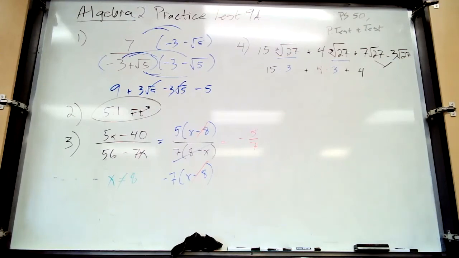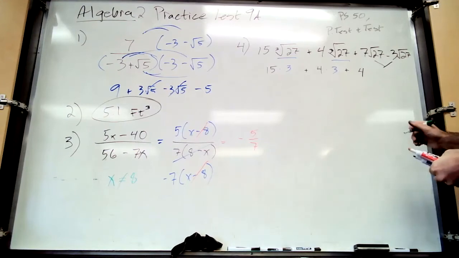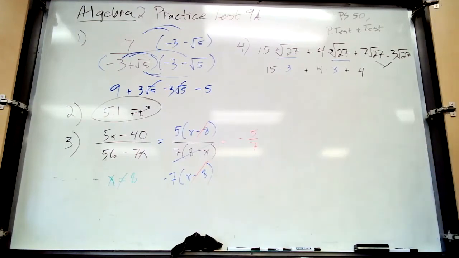What's the magic question? What are you looking for when you're simplifying a radical? The biggest perfect square that goes into it. So what's the biggest square that goes into 27? What are the perfect squares? 1, 4, 9, 16, 25, 36. So 25 doesn't divide into 27. You said 9. Yeah.